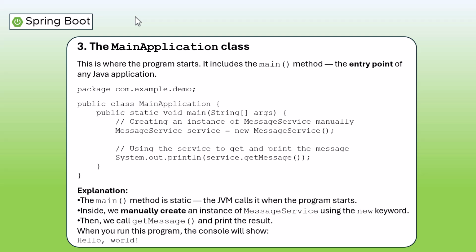Inside, the application creates a new instance of the message service and then calls its method to get a message. Finally, it prints that message on the screen. If you run this program, you'll simply see the words "Hello, World" displayed in the console. It's the most basic example possible, and that's exactly the point. We're starting from zero to understand the building blocks.